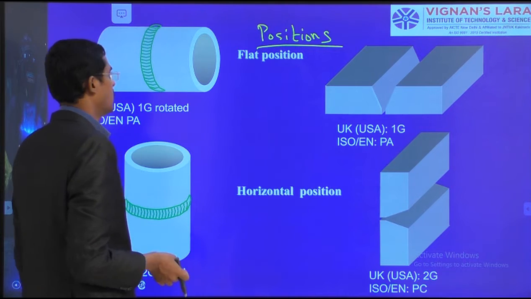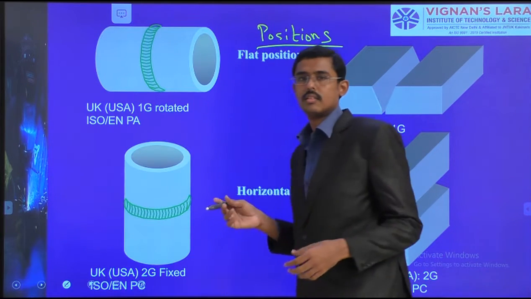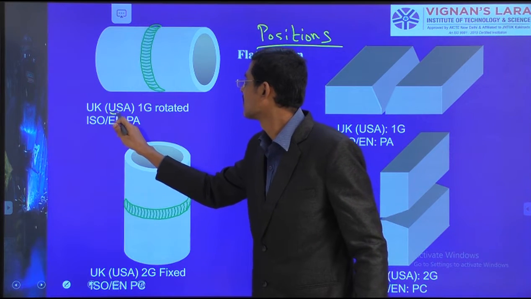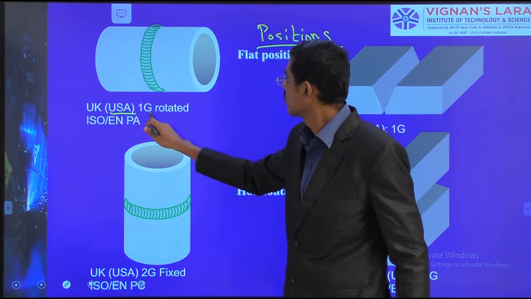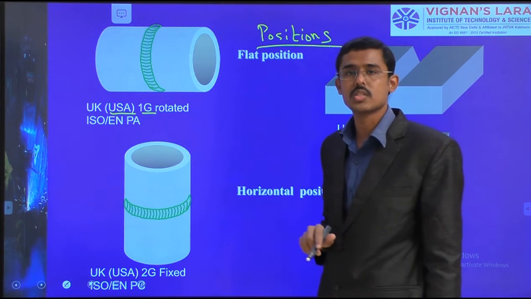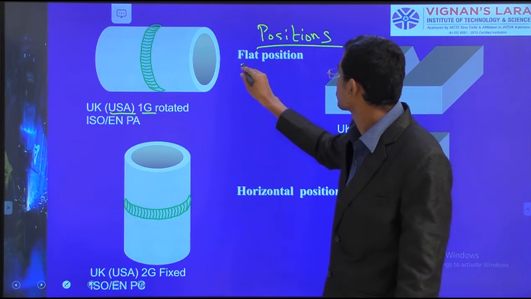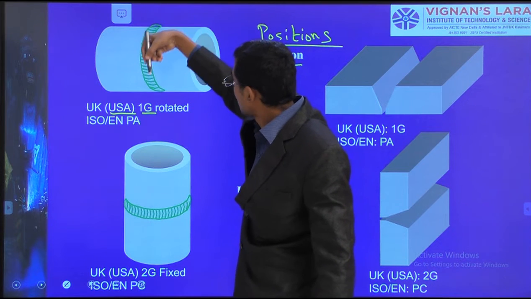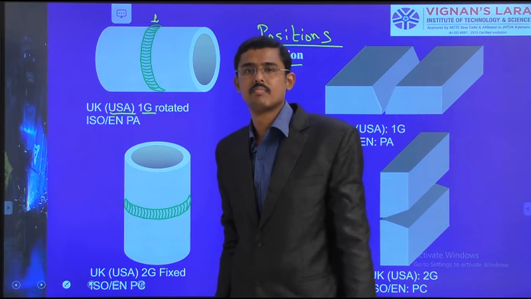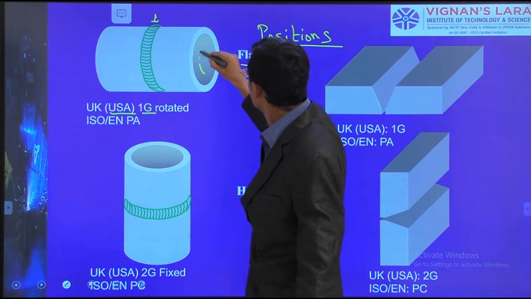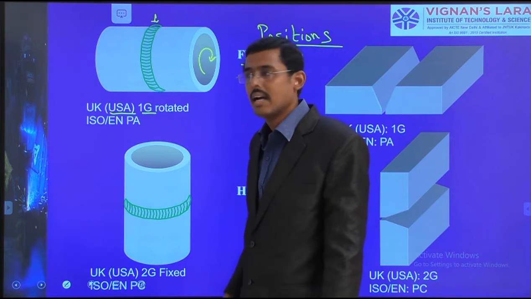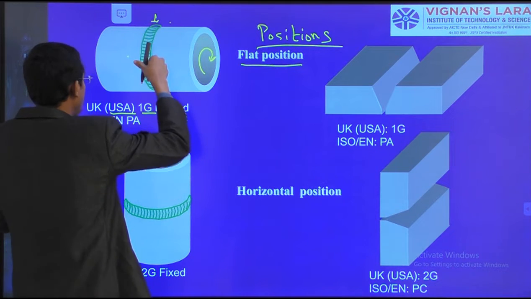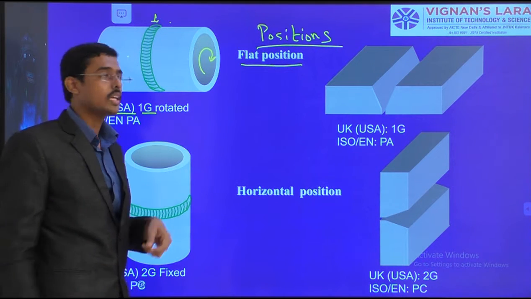Okay, see? The first one, the name given by the USA standards, is the 1G position. What is the 1G position? A flat position. I am keeping the electrode in such a way here. This pipe will rotate, and as the pipe rotates, the electrode will be consumed and deposited. Pipe rotating in a flat position.